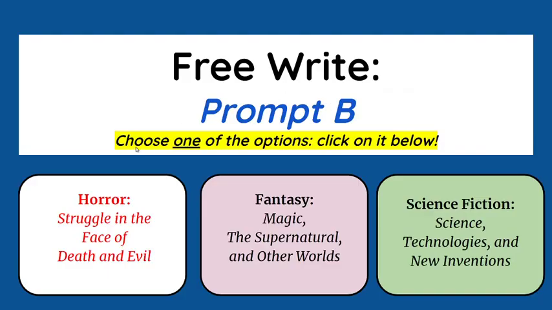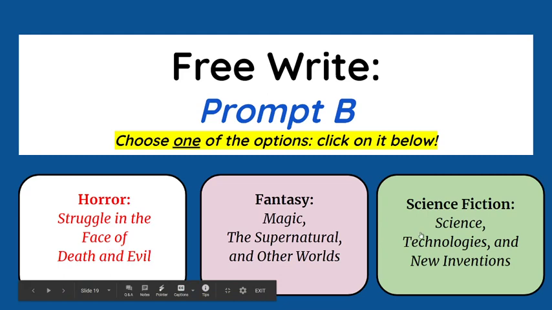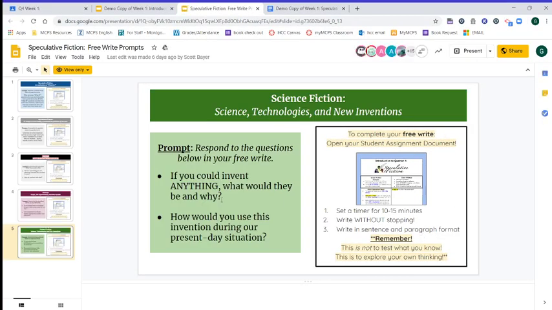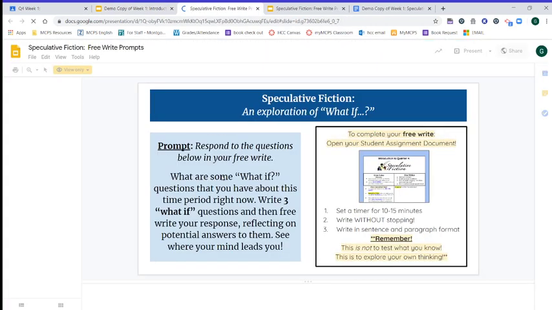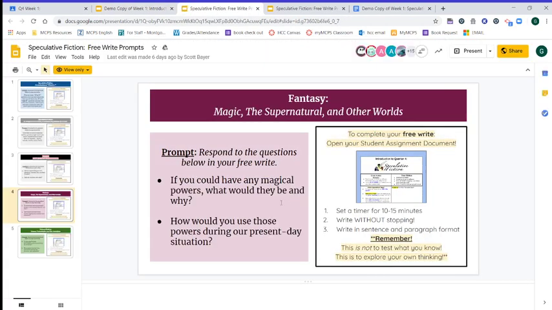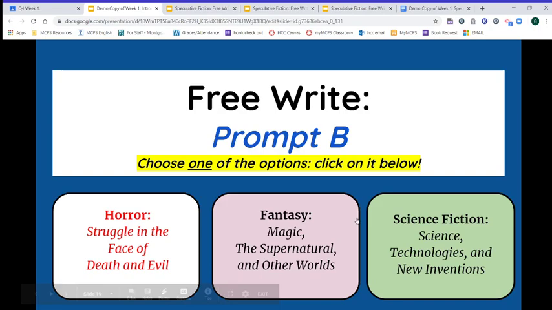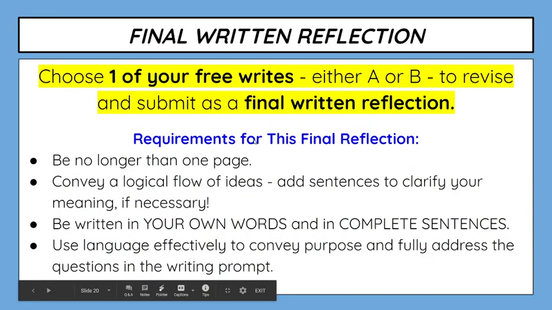Okay, and then free writes. Choose one of your options. We're going to choose science fiction. If you could invent anything, what would it be? How would you use this invention during our present day situation? If you chose fantasy, if you got any magical powers, what would they be and why? I see the theme here. Horror: what is something you are afraid of, and how do you deal with that fear? Again, free write 10 to 15 minutes. Choose one of the options, and you'll write about it for 10 to 15 minutes.